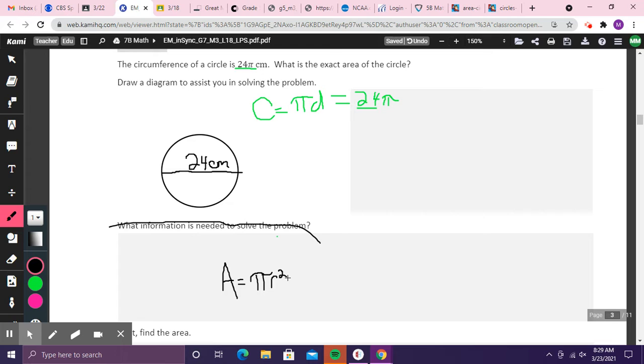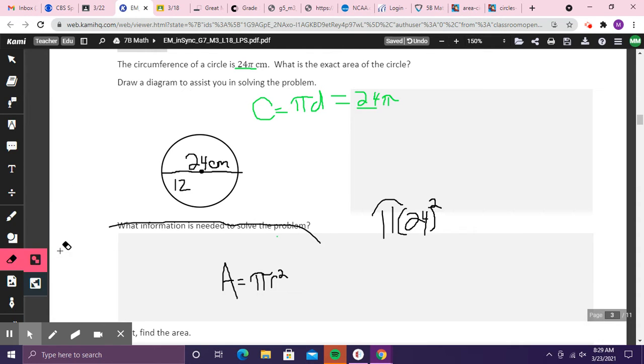So tell me if I'm right or wrong here. I'm going to write this way up here. So I'm going to be doing pi times 24 squared. Am I right or wrong? Wrong. Why? Because I did 24, and 24 is the what? The diameter. So I need to find the radius, which is what? 12. So it should not be 24 squared. It should be 12 squared.